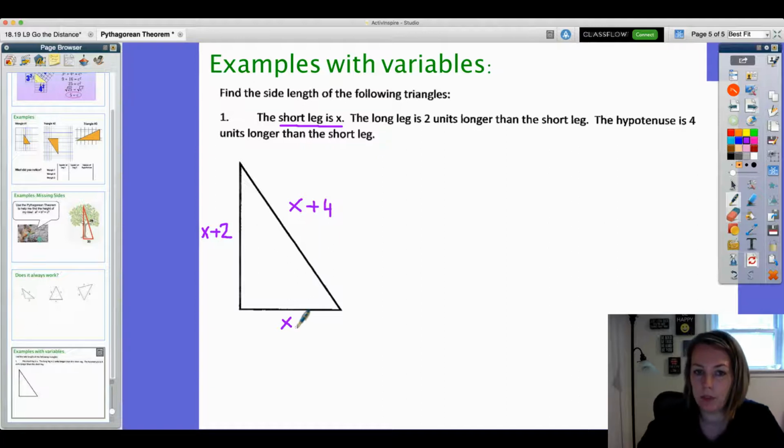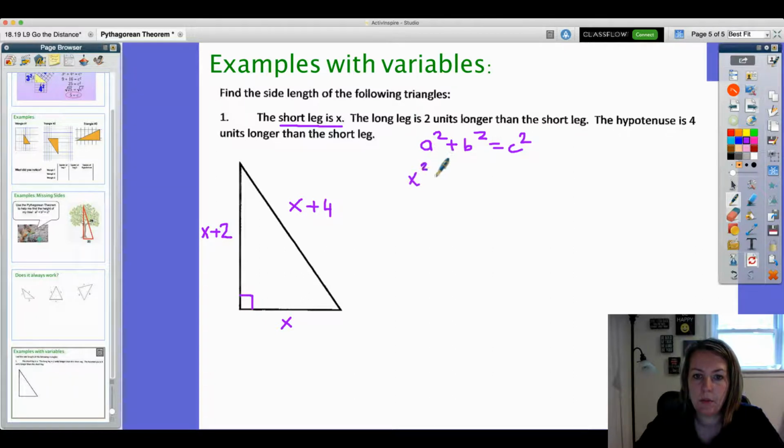But I still don't really know what the actual number of my x is, nor do I know what each of the lengths really are. So what I can do here is I'm going to plug this all into my Pythagorean theorem. So a squared plus b squared equals c squared, which we learned in our previous video. So now I'm going to plug in my 2 legs. My right angle is here, so I know that these are my 2 legs. So I'm going to write x squared plus x plus 2 squared equals x plus 4 squared.